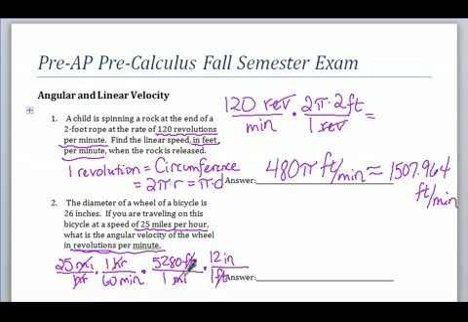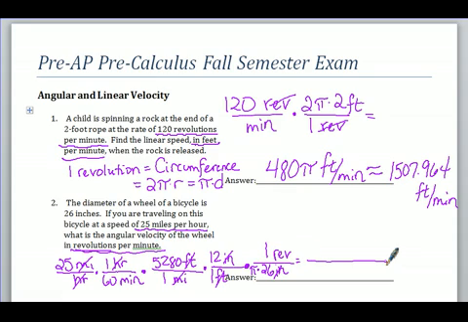Now I'm ready to convert to revolutions. Inches on top, I want inches on bottom equal to 1 revolution. And 1 revolution equals circumference. In this case, I'm given the diameter, so I'm going to do pi times the diameter, pi times 26 inches. Inches cancel out, and I have revolutions on top, minutes on bottom. That's what the question was asking me for.